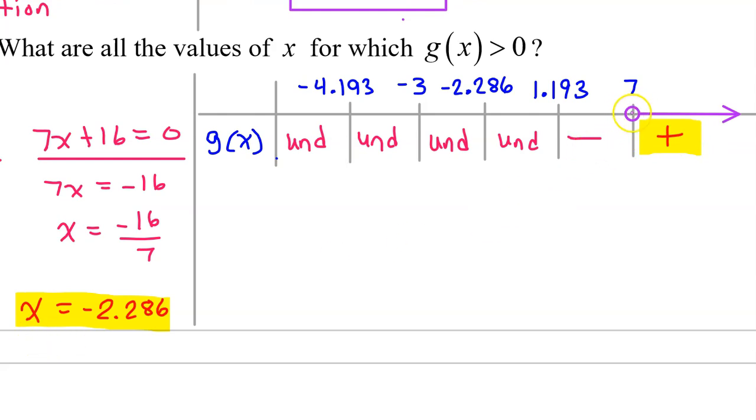I'm marking this endpoint with an open circle because we are only looking for where g of x is greater than 0, not equal to 0. So 7 is not to be included. So the solution set will be from 7 to infinity with a parenthesis on the 7 to show that 7 itself is not included. Or we could have written it as an inequality, and we could say that the solution set is x is greater than 7.